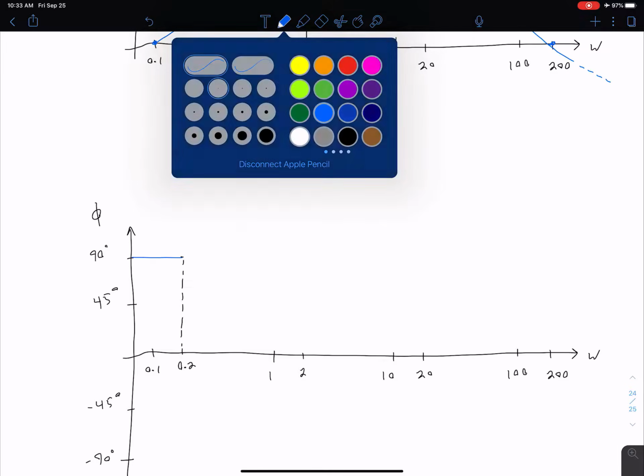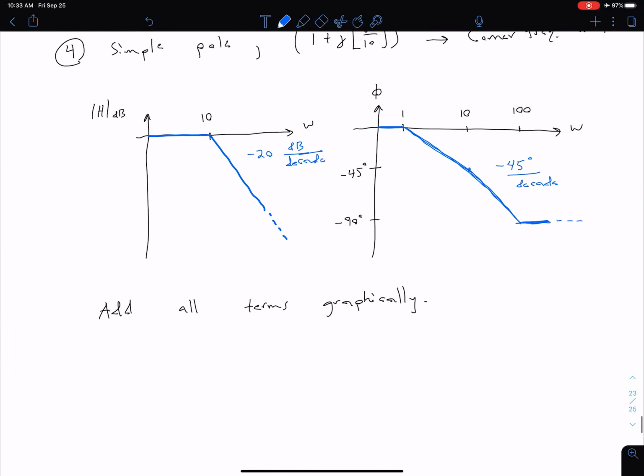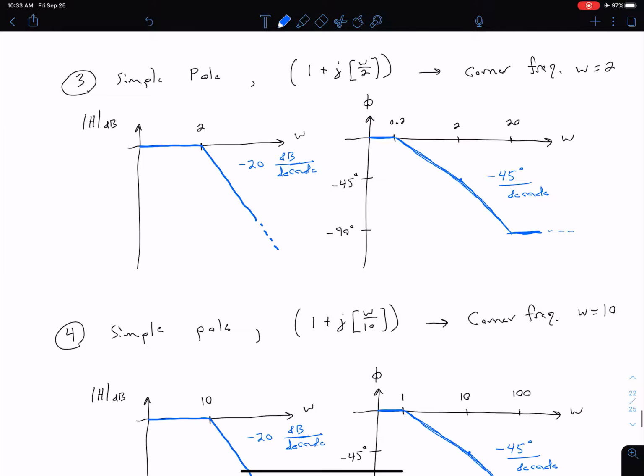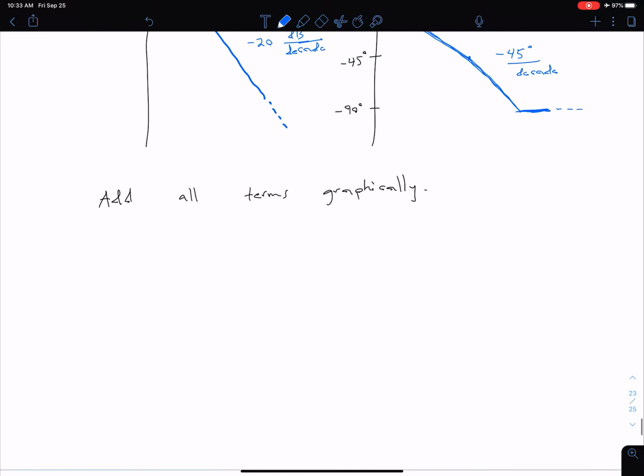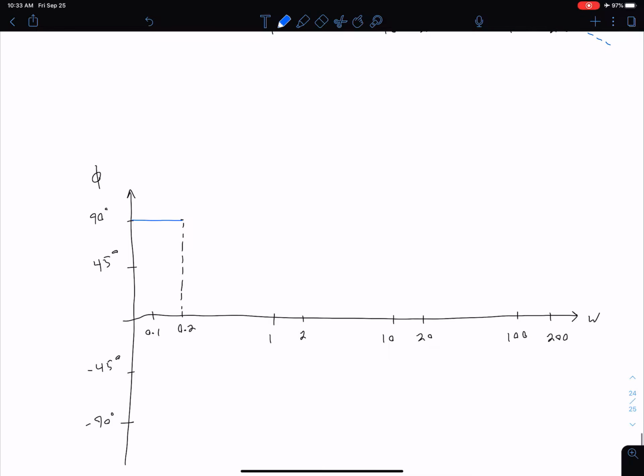So now once we reach 0.2 though, we have this first simple pole cut in, and we're going to be going negative 45 degrees per decade. So we have negative 45 degrees per decade starting at this point here. So we're going something like this. Let's try to make this as accurate as possible. So if nothing else were to happen, by the time we went 1 decade to 2, we'd have something that looks like this.